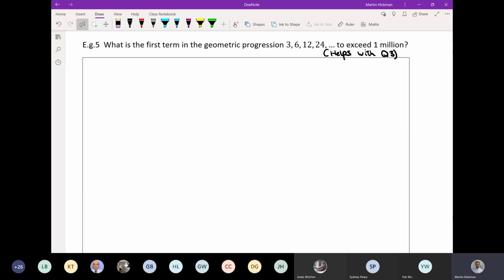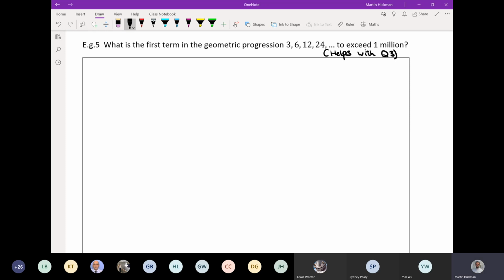So this example will help you with question 3. It's: what is the first term in the geometric progression 3, 6, 12, 24 to exceed 1 million? It might seem that this is going to be a really big number, but you'd actually be surprised how it's not that big of a number at all, because this is exponentially getting bigger and bigger at very quick rates. So actually, we can get to 1 million very quickly here.